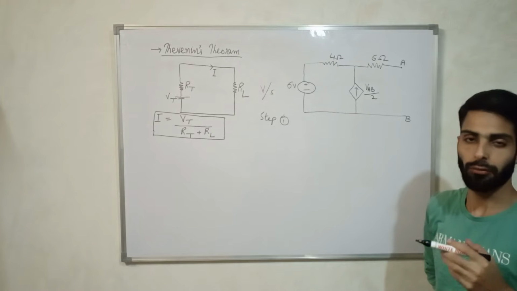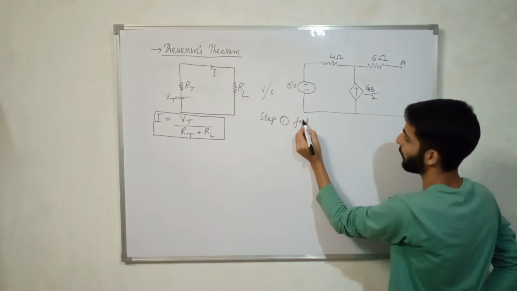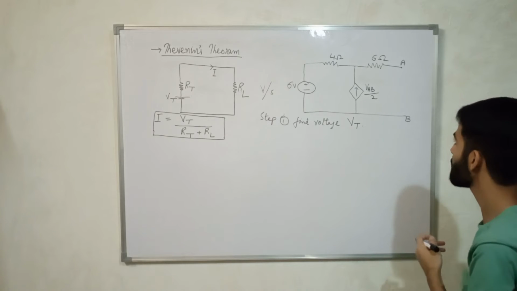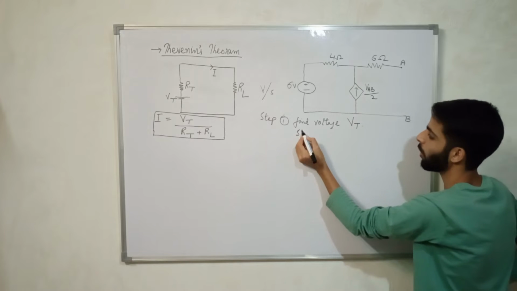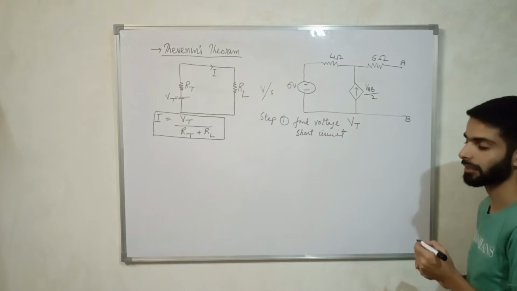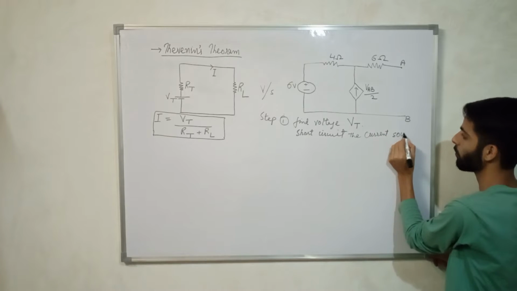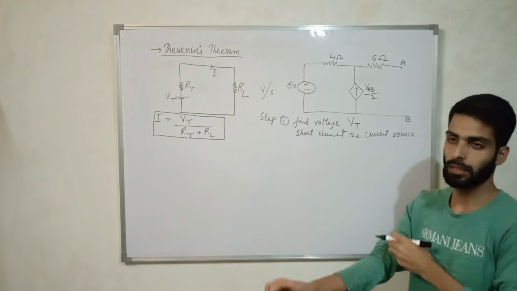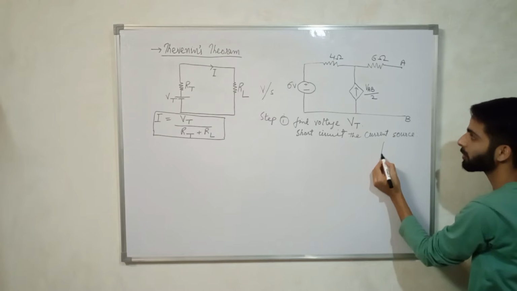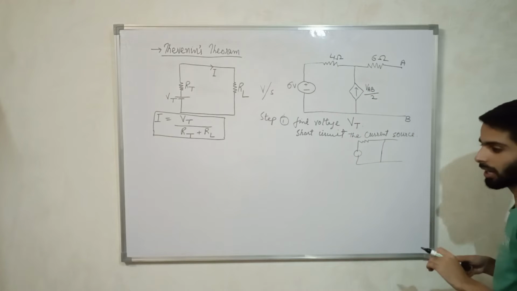Step 1: we have to find voltage VT, the Thevenin voltage. For that purpose, what we shall be doing, we shall short circuit the middle leg, that is the current source. Okay, when we short circuit this current source, this very thing is wiped out, it will become something like this. This central current source will be wiped out. What will be the effect of this?